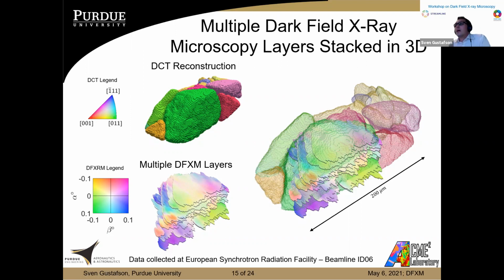With this linkage, we'll be able to link DCT with the near field reconstructions that we did prior, and therefore we can link all the way from the smallest length scale with dark field all the way up to the largest length scale that we looked at with near field.